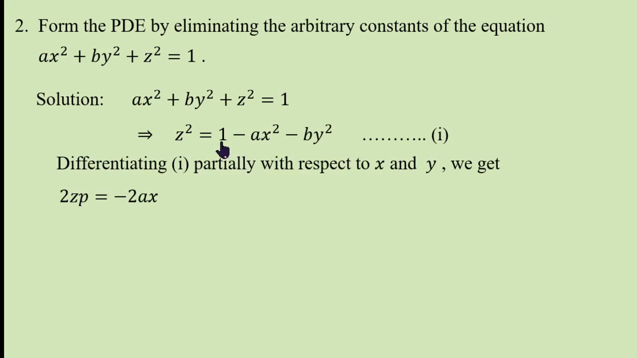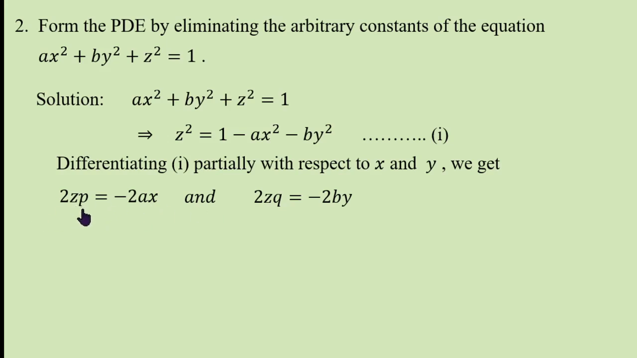Here derivative of 1 is 0, minus ax square derivative is minus 2ax, x square derivative is 2x, and by square derivative is 0 when you differentiate partially with respect to x, treat y constant. And similarly, 2z into derivative of z with respect to y partially, that is q. So 2zq equal to 0 plus 0 minus 2by. Now from these two equations, cancel 2, zp equal to minus ax. Now multiply both sides by x.